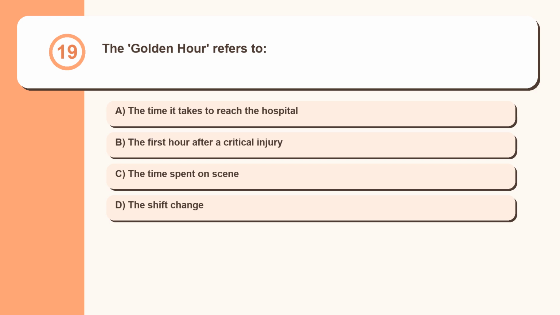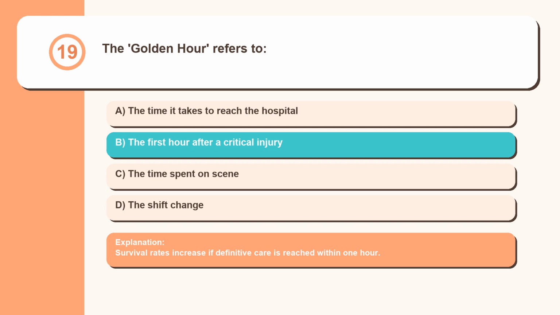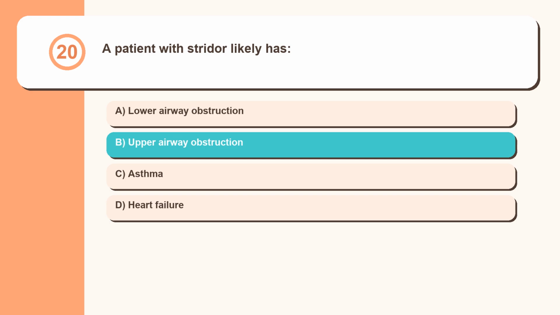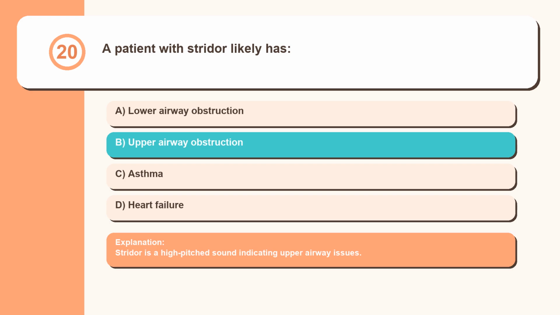Question 19. The golden hour refers to: the time it takes to reach the hospital, the first hour after a critical injury, the time spent on scene, the shift change. Survival rates increase if definitive care is reached within one hour. Question 20. A patient with stridor likely has: lower airway obstruction, upper airway obstruction, asthma, heart failure. Stridor is a high-pitched sound indicating upper airway issues.